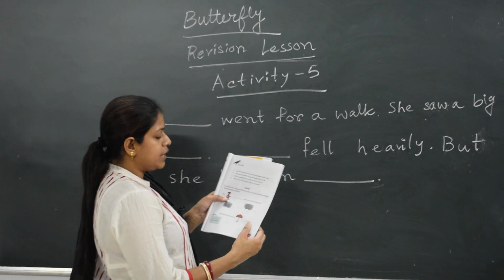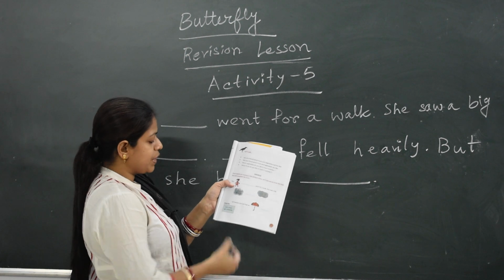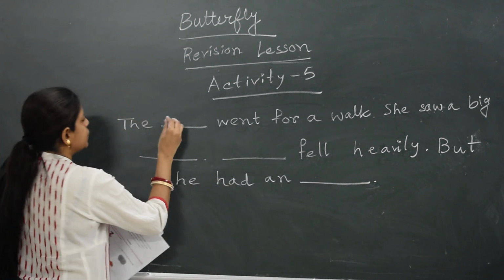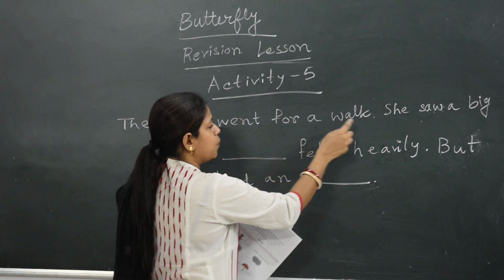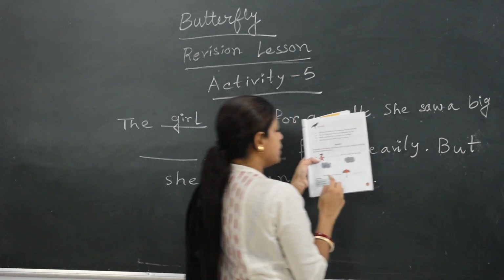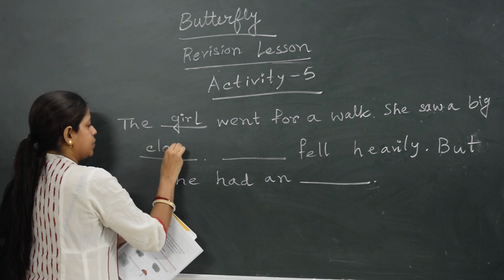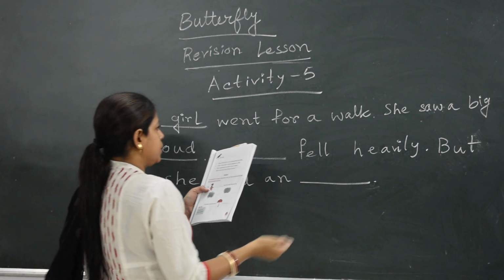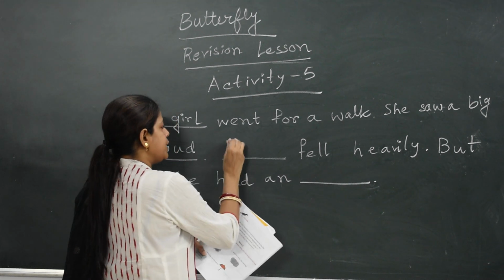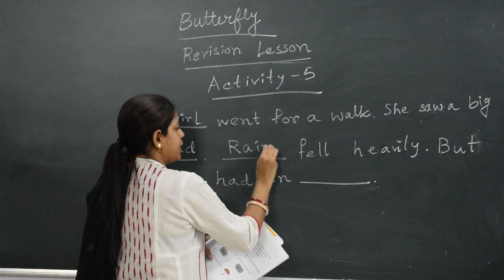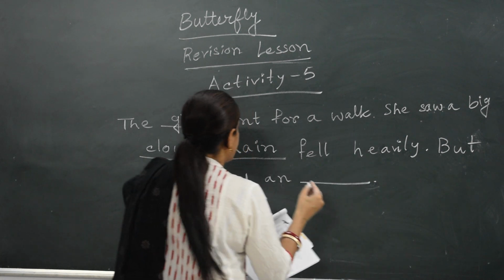Okay, first, the dash went for a walk. There is a picture of a girl. In the help box we can find the word girl. So in the first space we are writing girl. The girl went for a walk. She saw a big, what is this? This is a picture of cloud. She saw a big cloud. Dash fell heavily. Rain. Rain fell heavily. But she had an, this is the picture of an umbrella.